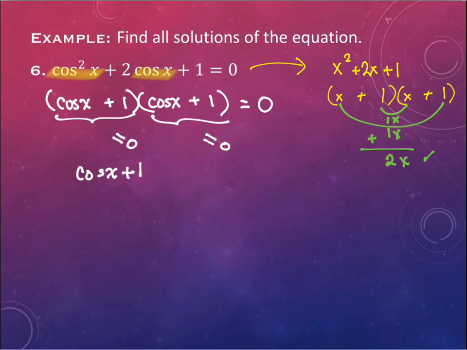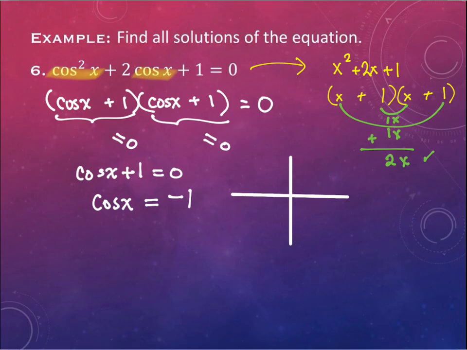This is cosine of x plus 1 is equal to 0. But at this point, this problem looks like the last 4 or whatever it was that we've done. It's a linear equation. So now I will move the 1 to the other side. And I will look at the unit circle. And on the unit circle, where is the cosine value equal to -1? Probably at pi. Do we agree? It is at pi, right?